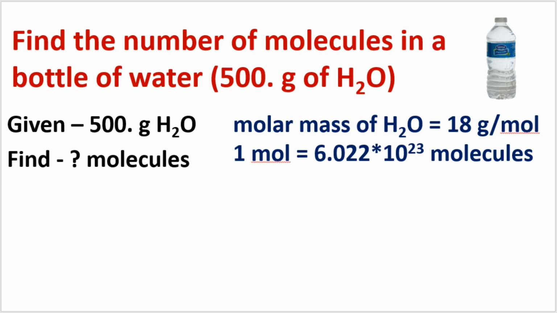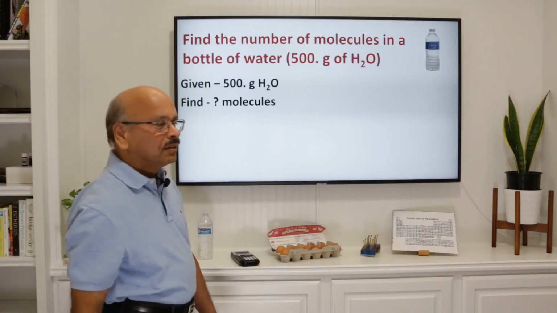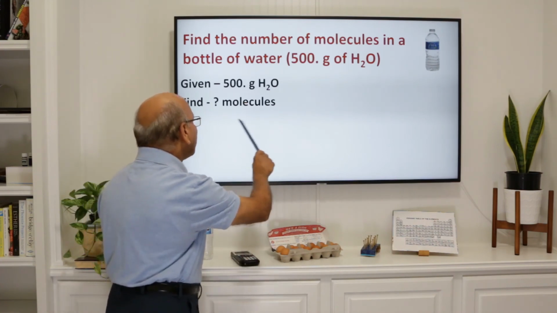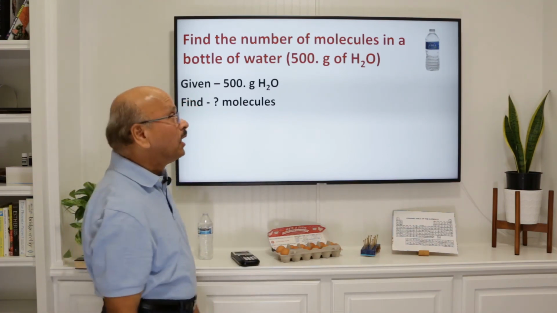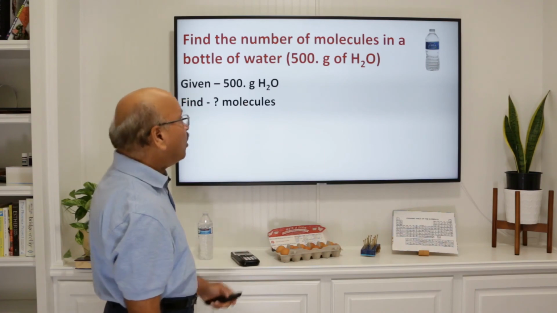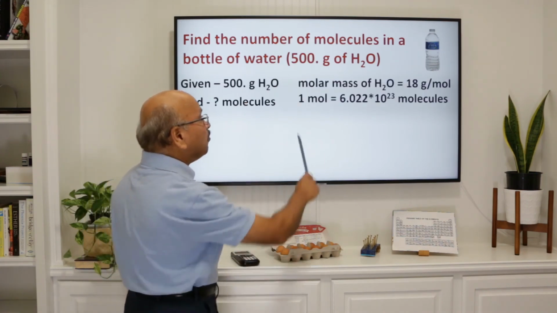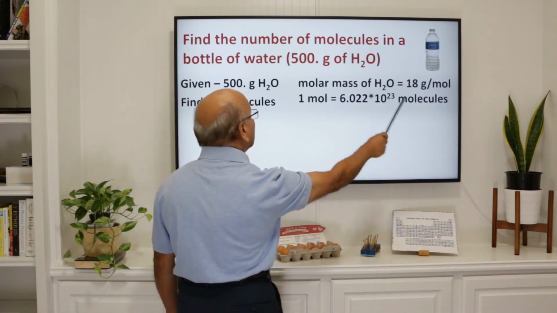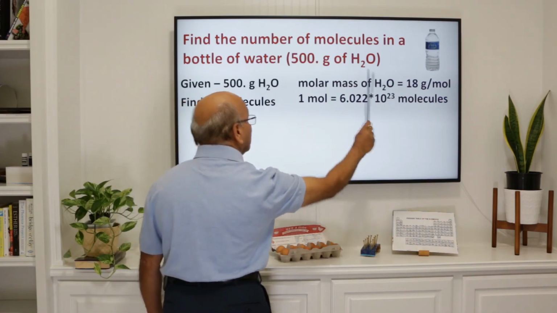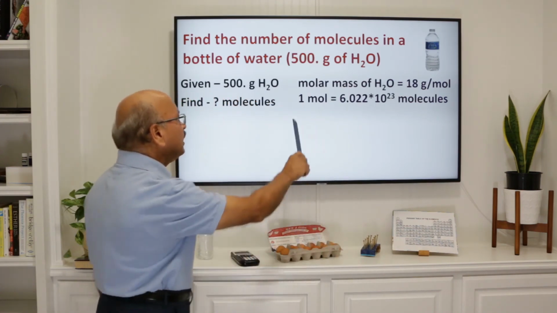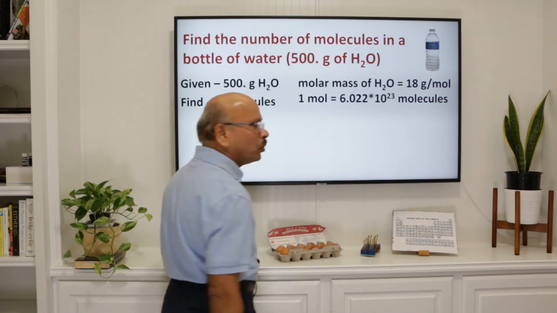So what is the idea? Given is the grams. What do you have to find? You have to find the number of molecules. Again, the idea is this: we have the molar mass, which can convert the grams into the mole. Second, from the mole to the number of molecules, use the Avogadro number.